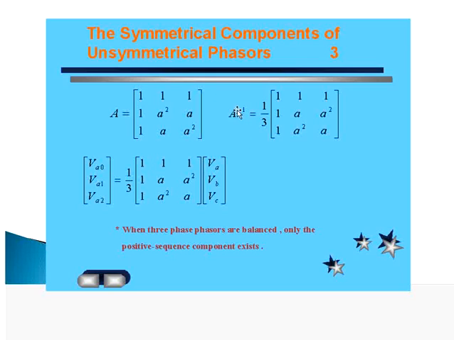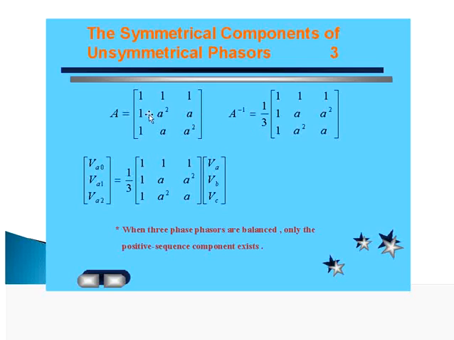You remember, no one will ask here what A inverse is, adjoint by determinant. No one will ask, and in no book will it be given. So usually, after dividing the adjoint by the determinant, you will get this: 1 by 3, 1 1 1, into 1 a squared a, 1 a a squared.